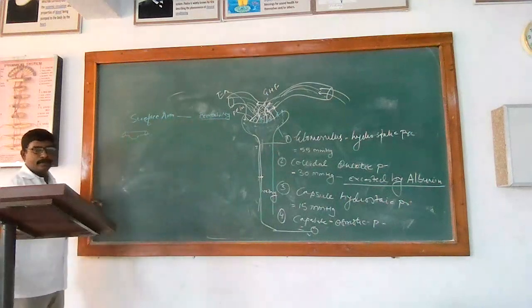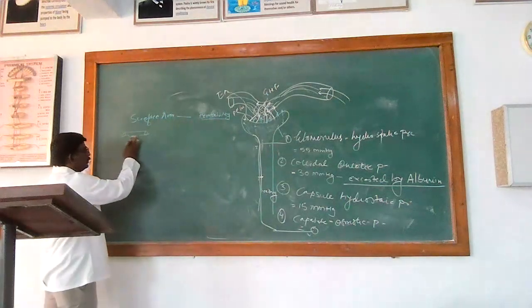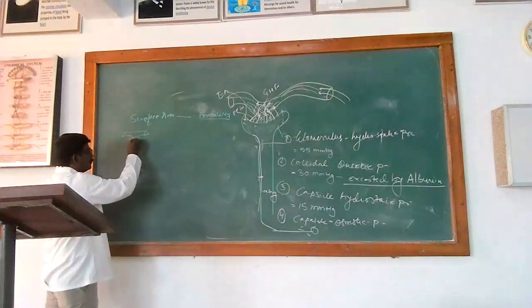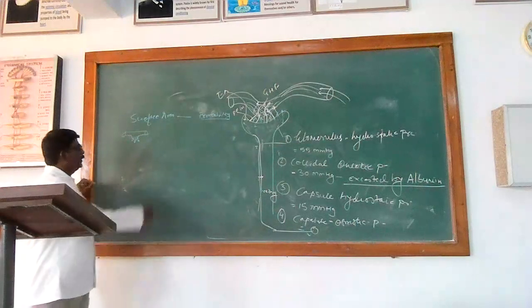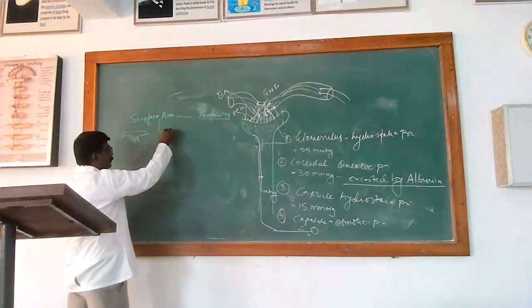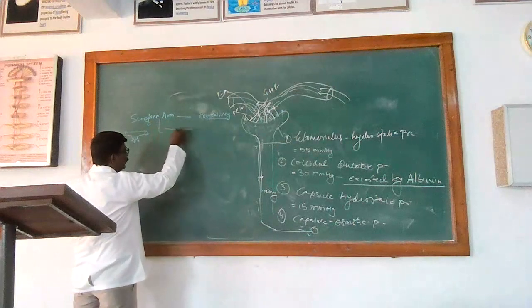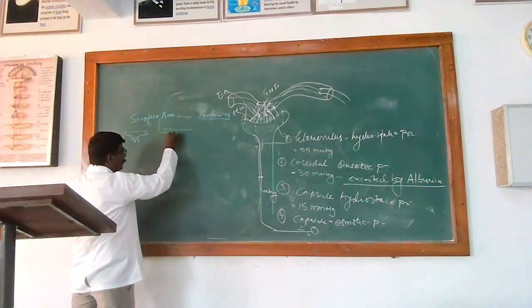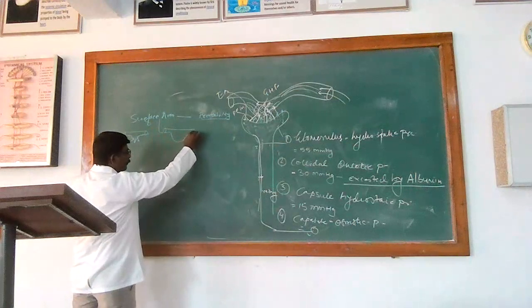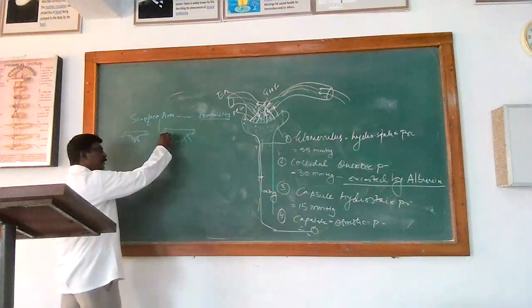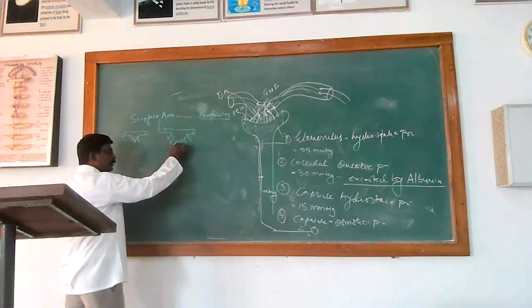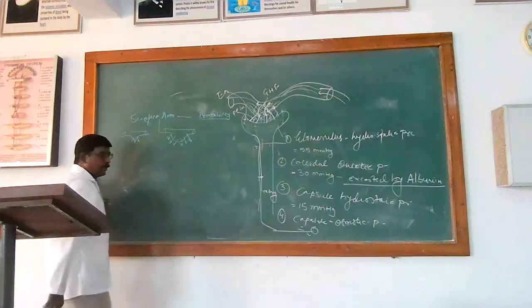So in the first picture, the surface area here is very small, right? This surface area also affects the filtration. Suppose in the other one, the surface area is larger. So surface area is also responsible for GFR, right?